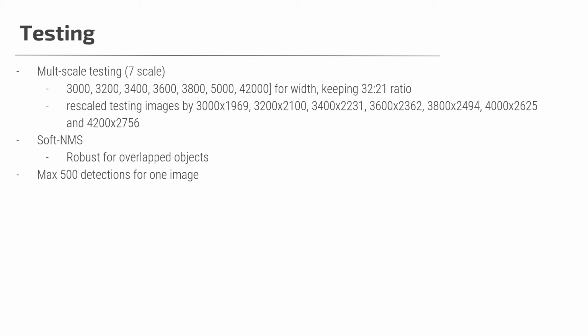Finally, in general, the maximum number of detections should be limited for one image. In the case of VisDrone, we assume that the maximum number of objects is 500 because the VisDrone dataset has a large number of objects in an image.